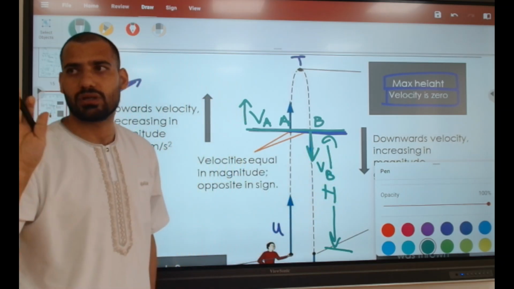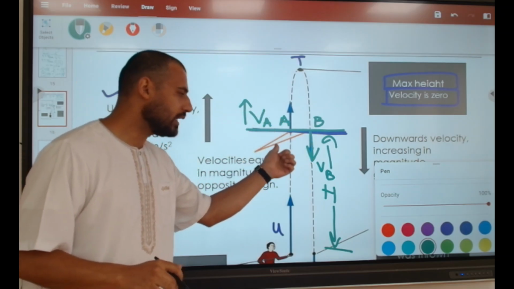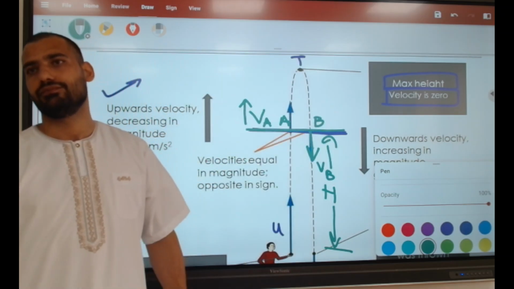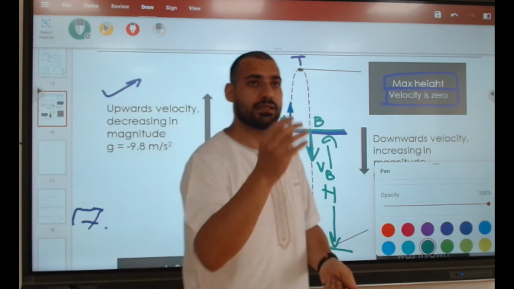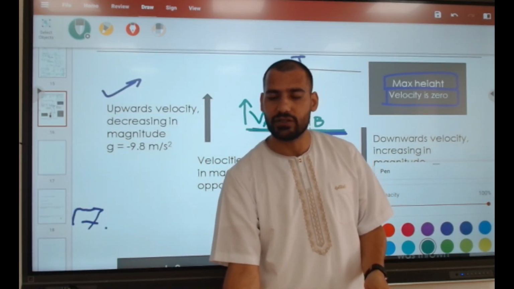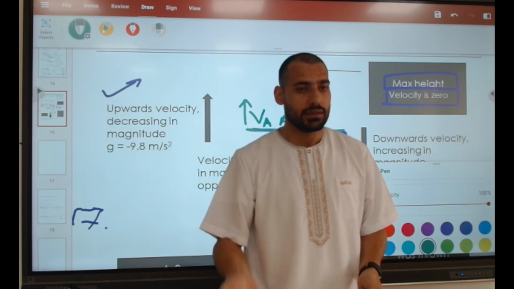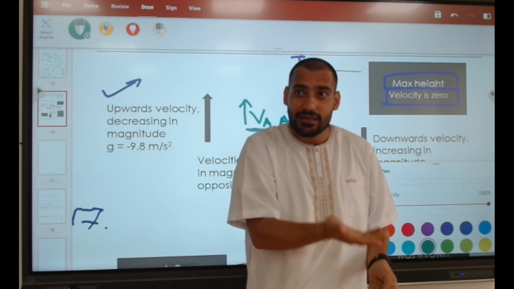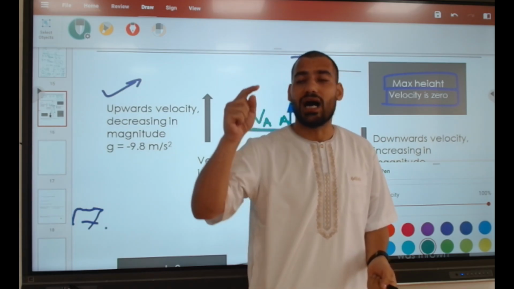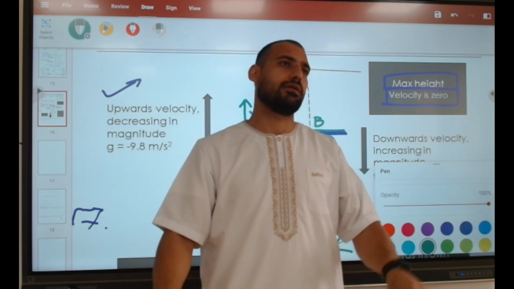Yes. But you need to remember the magnitude of speeds at A and B will be the same. Is that clear? So now understand, if you're throwing something with 20 meters per second upwards, what will happen? 10, 0, 10, 20. So at the same heights, the velocities will be the same.